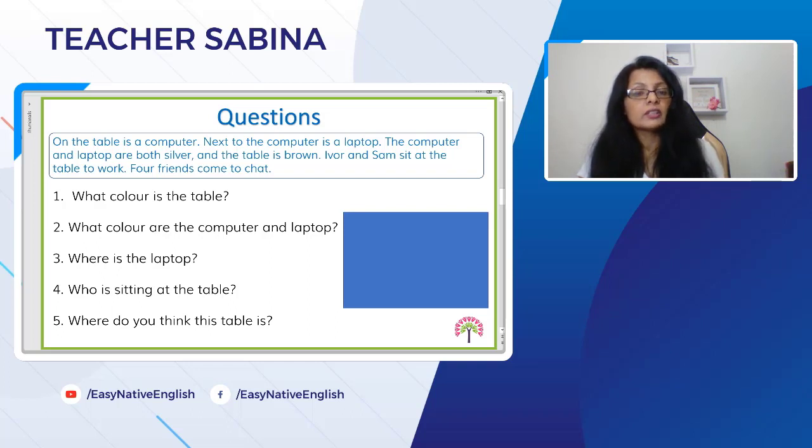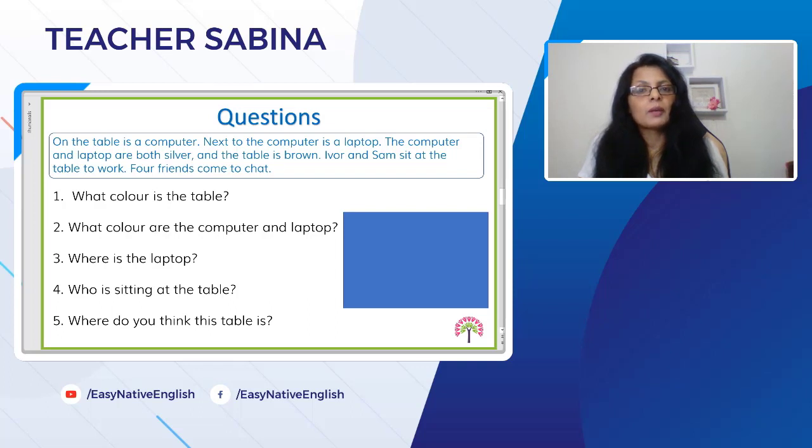Okay, now we can assume that this table is not in a house. All right, because there is a computer and a laptop, but there are 4 friends who come to chat. Now that is a lot of people who are just coming to chat to another couple of people sitting at a table with a computer and laptop on. Now that isn't normal for inside your house. So we can assume here that they must be in an office or they are at work, because it says here, Ivor and Sam sit at the table to work. So they're using the table to work at. So this is a working environment, and their friends are coming to chat to them, and we can assume it's more reasonable to have friends coming to talk to you at a table where you're working.